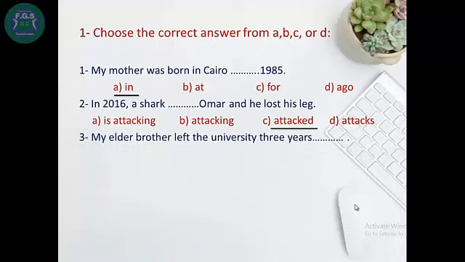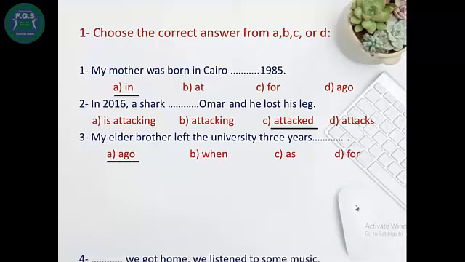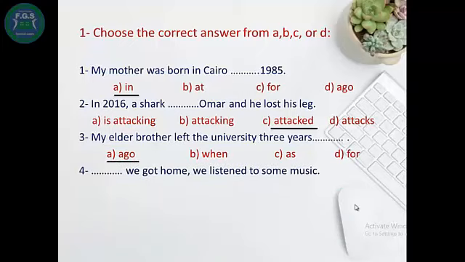Number 3. My elder brother left the university 3 years ago. Number 4. Space we got home, we listened to some music. What, where, when, who. We use when, then the past simple.